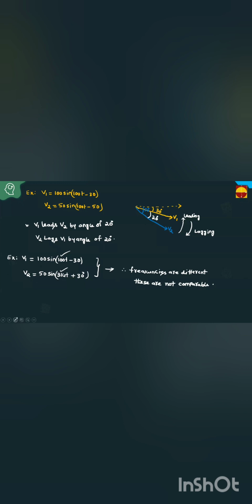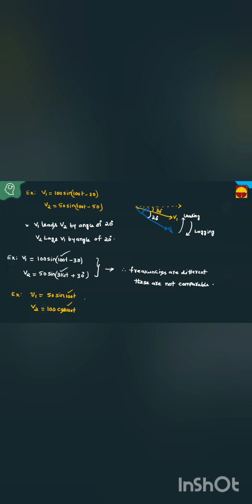See, for example, if they are given like this, one more last one. V1 equal to 50 sin 100t, V2 equal to 100 cos 100t. The amplitudes are different, no problem, but the frequencies must be equal. Yes, the frequencies are equal. Saying there is no angle and that they are in phase is wrong. I already told you, you have to compare both as sine or both as cosine, then only you can compare. You convert sine into cos or cos into sine.